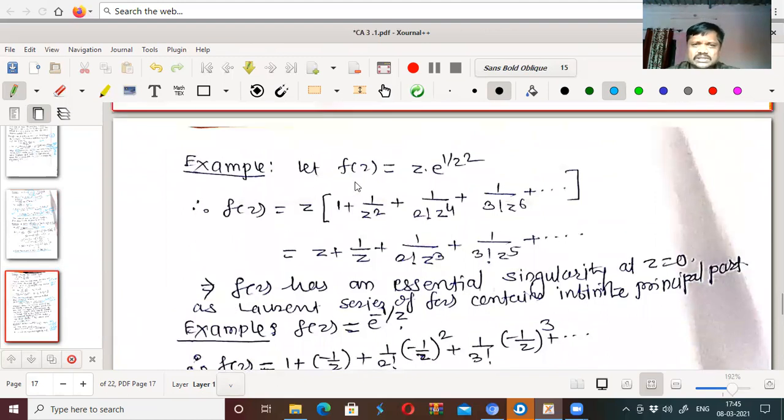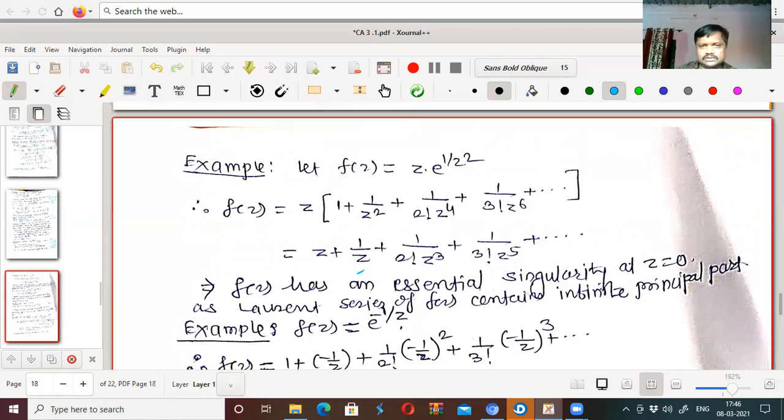There are many more examples which can be expressed in the form of Laurent series expansion. So z into e to the power 1 by z square has a Laurent series expansion of this type, and there are infinite number of negative powers of z. Therefore it has an essential singularity at z equal to 0.